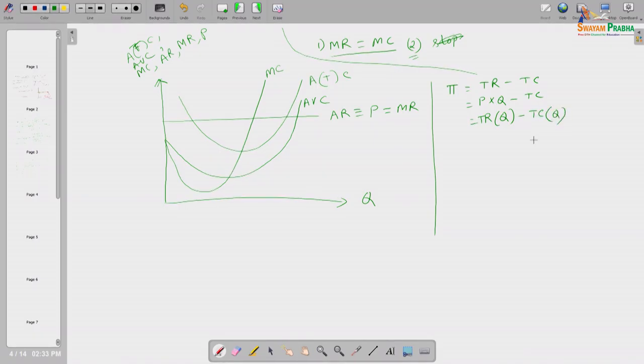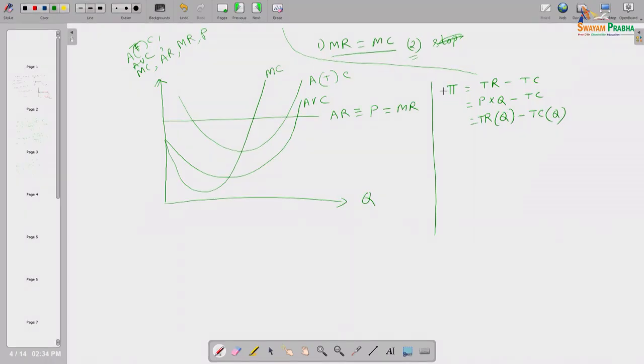In any case, total cost is also a function of quantity, because all kinds of cost curves change as quantity changes. So, the optimum decision of a producer is to maximize profit, taking quantity as the choice variable, because the choice is how much quantity of output I will produce. So, quantity is the choice variable.